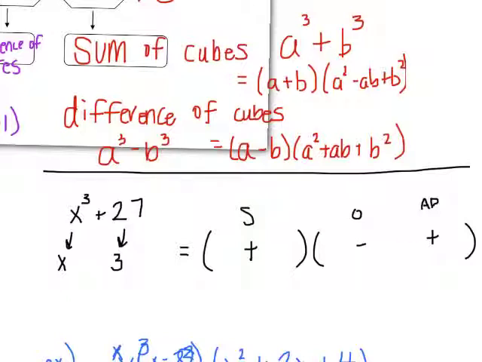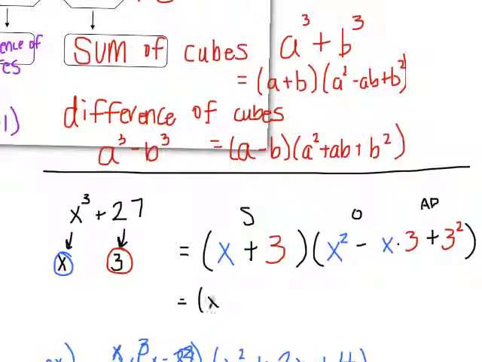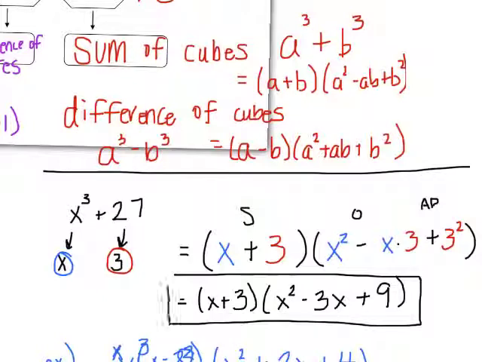Okay, so first thing here, second thing here, first thing squared, first times the second, and then second thing squared. Okay, and then we'll just rewrite it as x plus 3, x squared minus 3x plus 9. Alright, so let's do some examples on the next page.